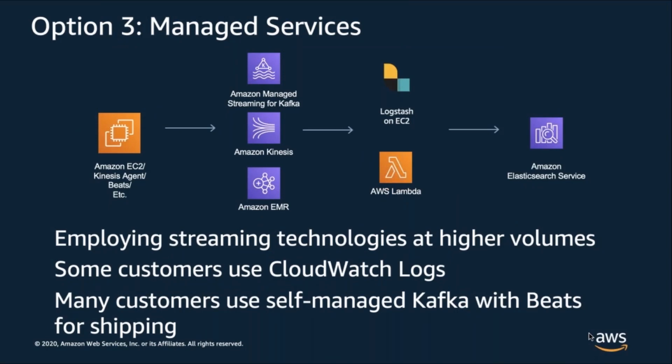Also, there are a number of managed services options. We have EC2 with perhaps Kinesis Agent or Beats or any of the other methods that can pick up log files line by line, ship them off to either managed streaming for Kafka, Kinesis data streams, Kinesis data firehose, EMR with Spark streaming. All of these can buffer and provide the means of accessing that, or provide the means of buffering that data for delivery. We're going to look at Logstash on EC2 as a potential means of reading out of those, or Lambda itself is also commonly used with all of these for shipping the data to Elasticsearch.